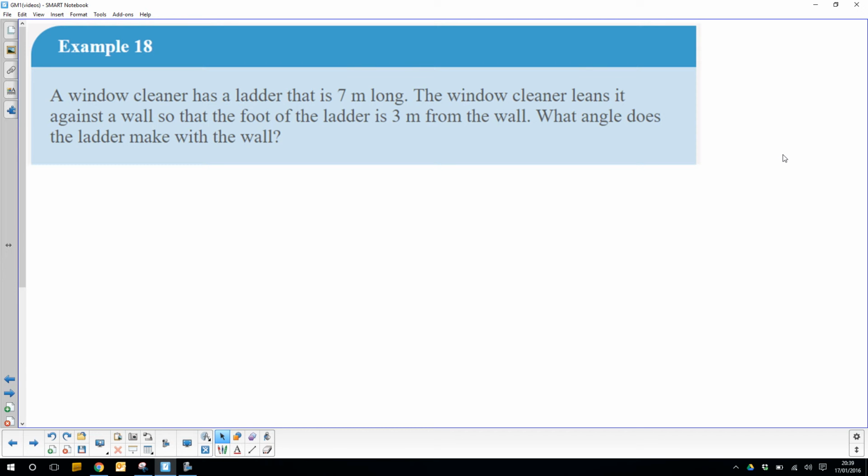In fact, it's probably more likely that in the new GCSE this is the sort of thing you're going to get. So it says a window cleaner has a ladder that is 7 meters long. The window cleaner leans it against the wall so that the foot of the ladder is 3 meters from the wall. What angle does the ladder make with the wall?